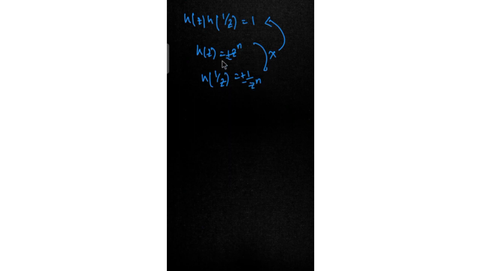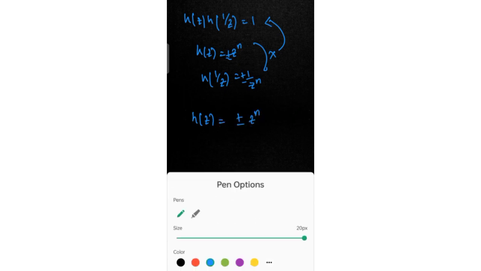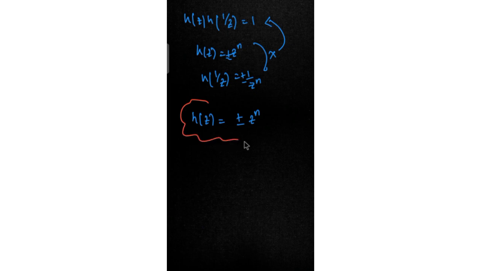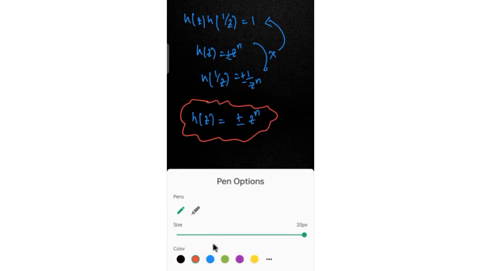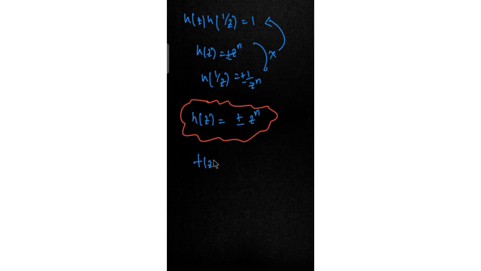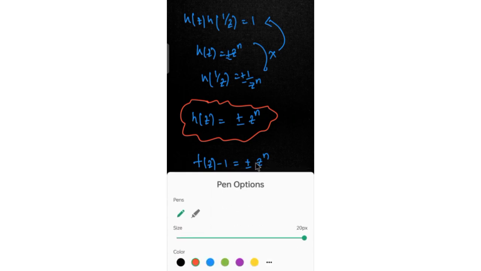So in that case, the function which can satisfy is h of z is equal to plus or minus z power n. So this is what it can actually satisfy. And this h of z is actually f of z minus 1, isn't it? We have taken that consideration. This is f of z minus 1 is equal to plus or minus z power n. So this comes out to be f of z is equal to 1 plus or minus z power n. Fine. So this is the final value.